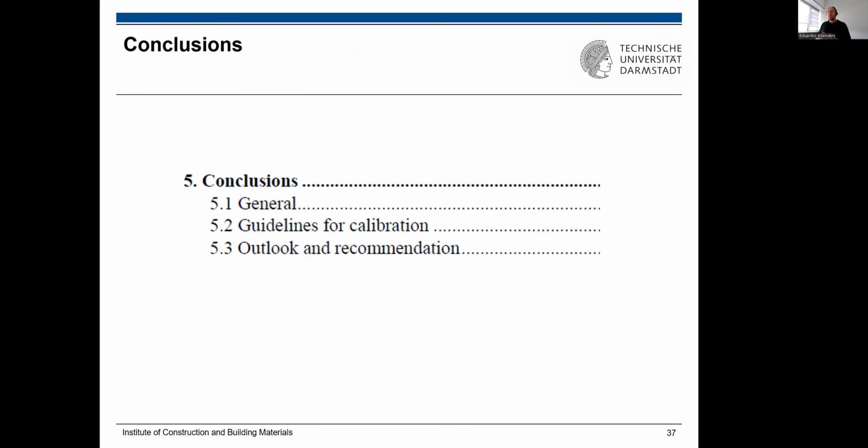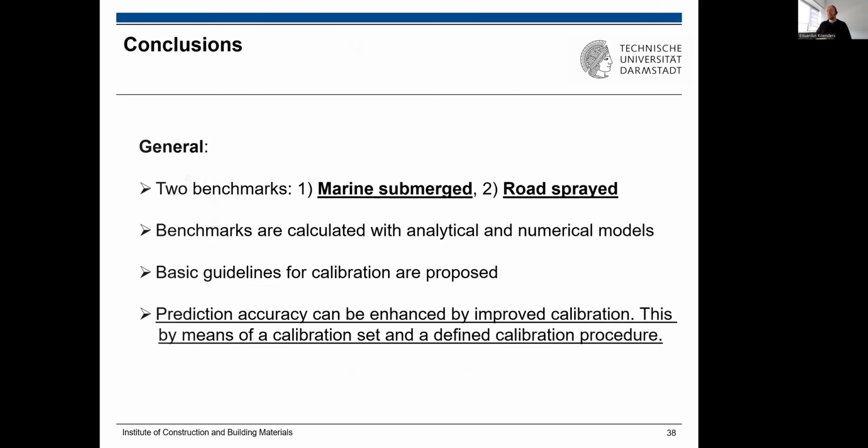Finally, we had all this information, and we came up with conclusions. In the book, if you read it, you see there are some general conclusions, also some guidelines, some ideas for calibration, and outlook and recommendations. When you look at the conclusions, what we did is that we tested this marine submerged and road spray benchmark case. We can calculate the analytical and numerical models, and we propose then the guidelines for calibration.